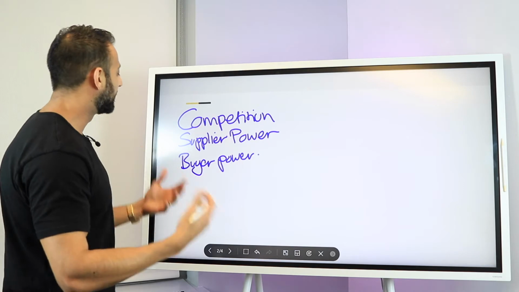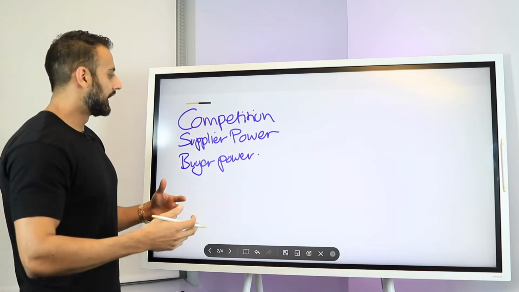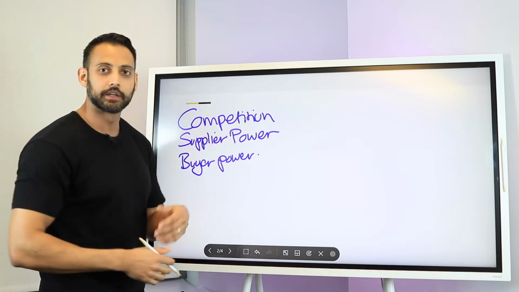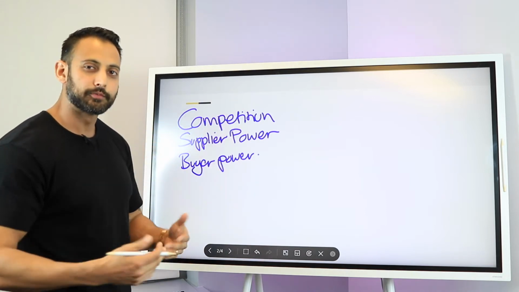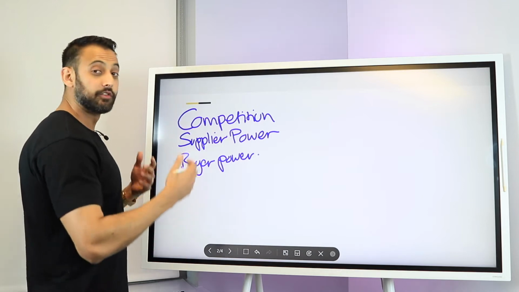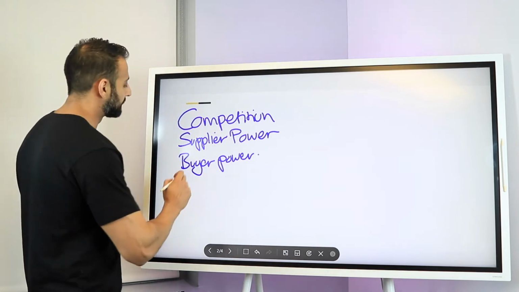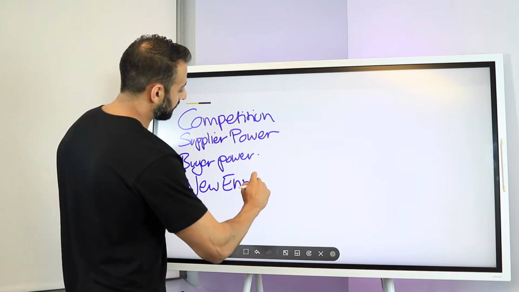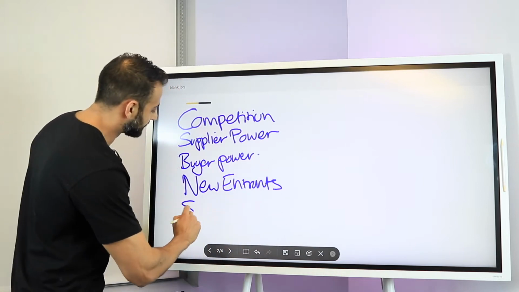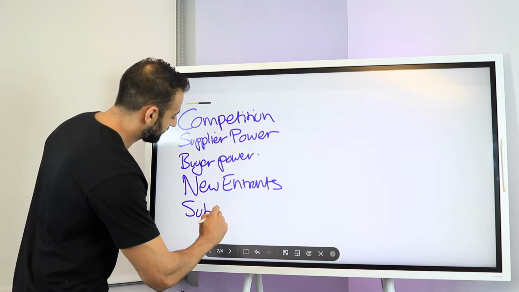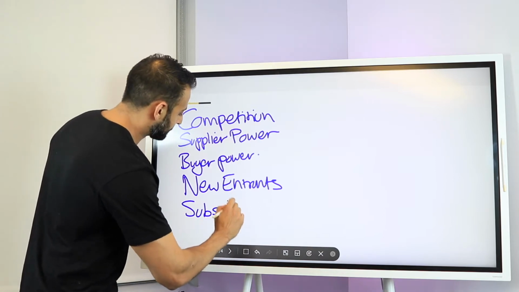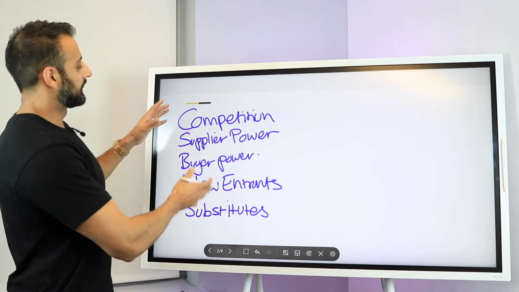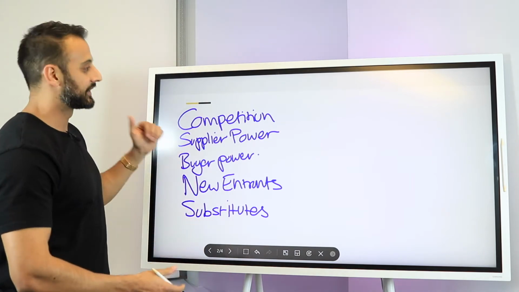Again, if there's a lot of buyers, buyers have a lot of substitute options out there. If there's a lot of competition in the market, they can drive down your price points because you're really competing in that sense. So you've also got the new entrants to the market and you've got substitutes. Sorry for my handwriting. Substitutes.